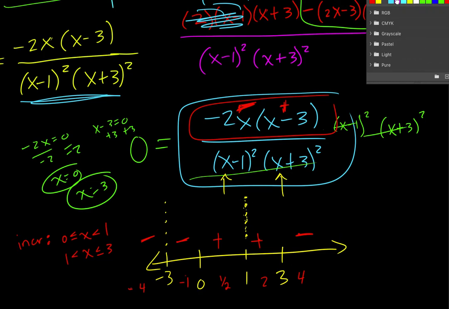Now, if we're talking about decreasing, we're going to do kind of the same thing. So when we're less than negative 3, not including negative 3, but when we're just less than negative 3. I got to do the yellow numbers. And then negative 3, not including negative 3, but up to 0, and including 0 because it's not an asymptote. And then this one, it's just when we're greater than or equal to 3.